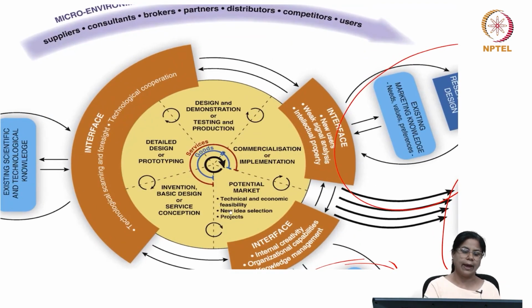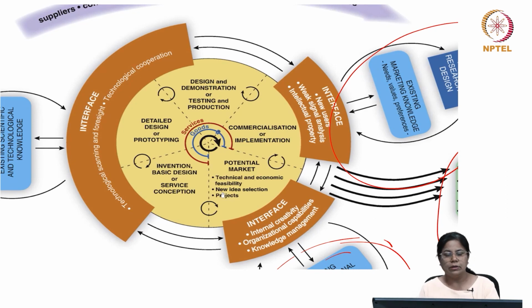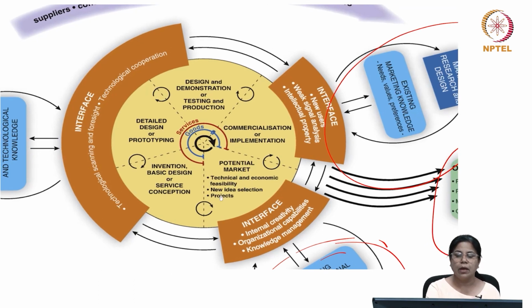So in the brown core is what we have. First of all, now let us go exactly at the center. In the center what we have are the goods and the services. Within that, like we saw in the chain link model, there is a potential market where you identify the technical and economic feasibility and a new idea selection projects.